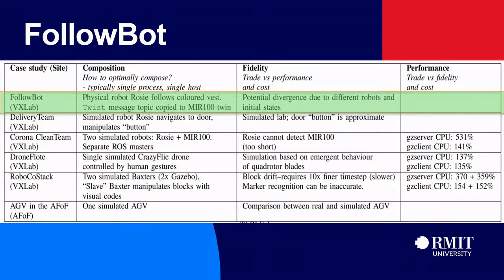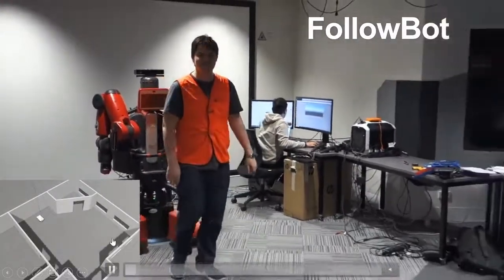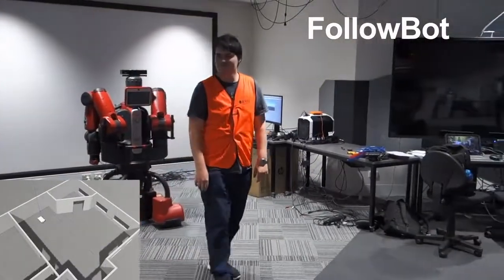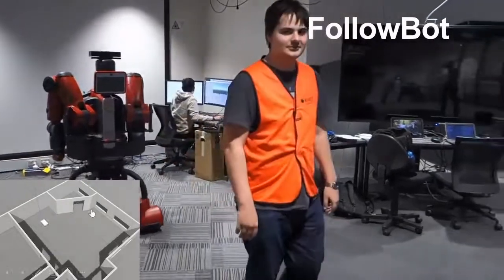The Followbot project ran in 2019. Followbot was planned as a physical lab project developed in the VXLab at RMIT where a mobile robot, a Mir 100, uses computer vision to follow a specific human wearing a distinctive coloured vest, with the intention that the robot will act as a carrier for tools and so on. Because delivery of the Mir 100 was delayed, instead the project was developed using an alternative robot, VxLab's Rosie, as a physical stand-in in addition to a simulation of the Mir 100.